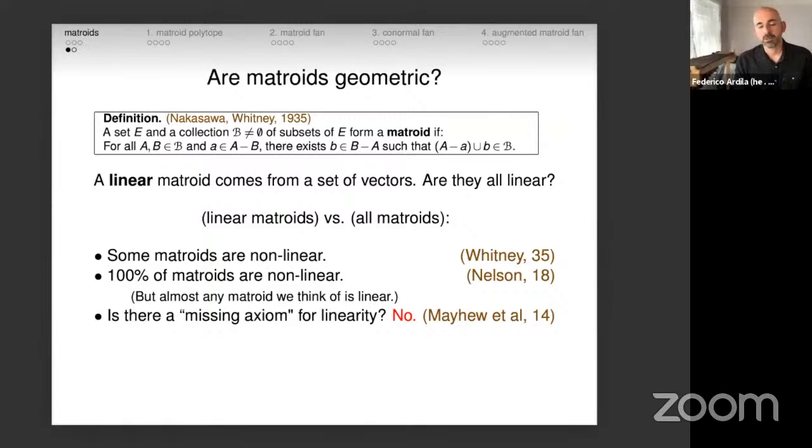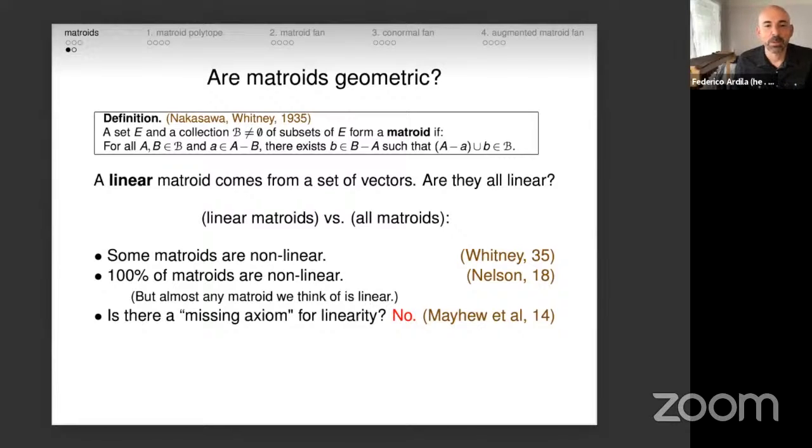But there is now a clear understanding that this is simply not possible. There's not a possible missing axiom for linearity. This is a statement in logic that basically says that it's not possible to axiomatize linearity in a precise sense. This is a recent paper of Mayhew and co-authors, which is actually called Yes. I encourage you to search for it.